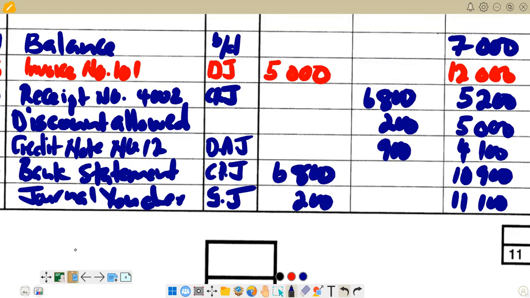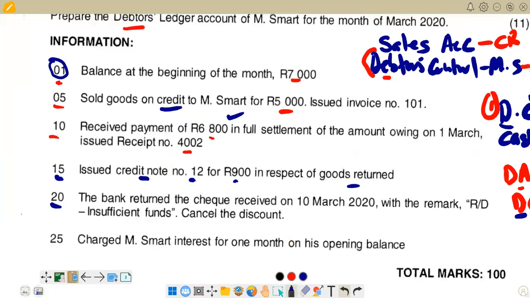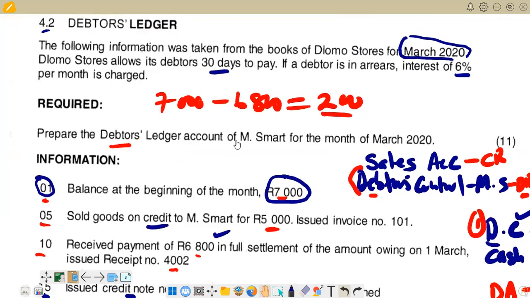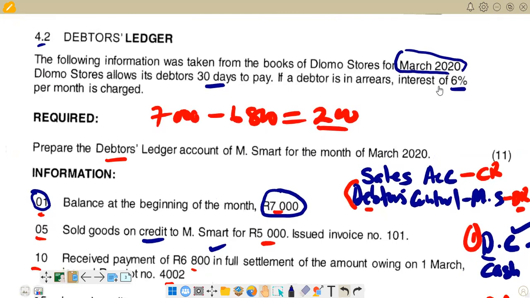So we go to the next and see what we have next. We've got the last one, which is saying charged M Smart interest for 1 month to his opening balance. His opening balance is this one, which is 7,000, and they are saying they charged interest there. And we are told at the beginning of the question, remember I was saying, take note of this, we are told the interest of 6% per month is charged. So it means we are going to use our 6% and we multiply by 7,000 to get the interest.